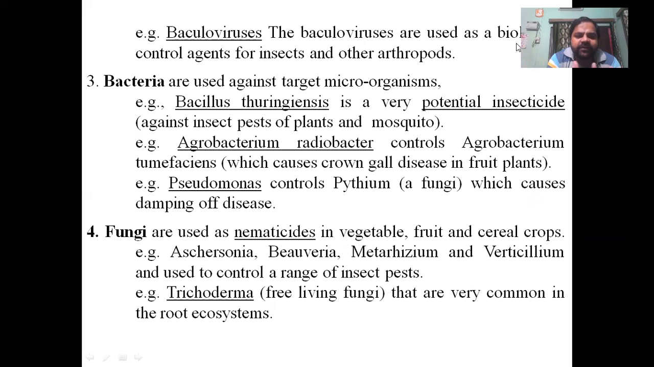The fourth is fungi. Fungi are also used as biocides, and these are used as nematicides in vegetable, fruit, and cereal crops. We can see some examples here which control a range of insects and pests. The most important is Trichoderma. Trichoderma is a free-living fungus, very common in the root ecosystem, which controls biological pathogens.